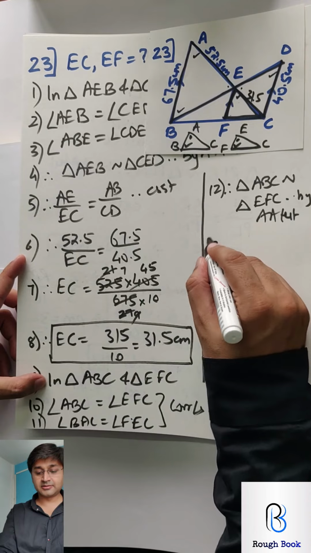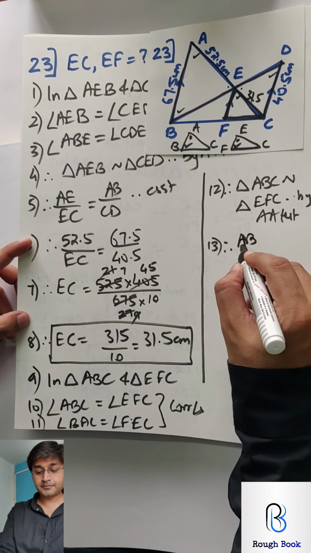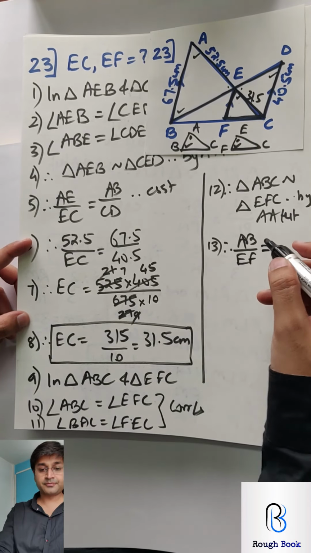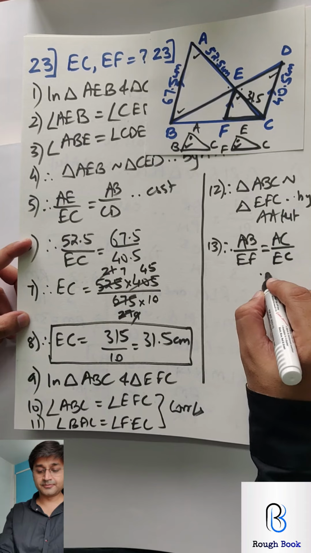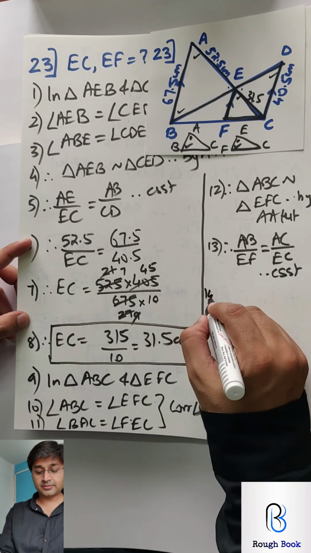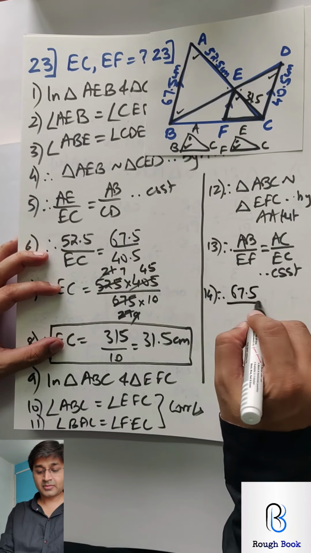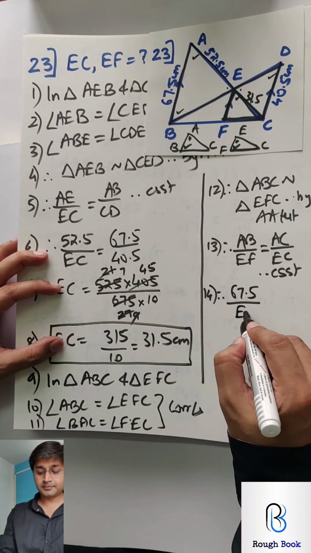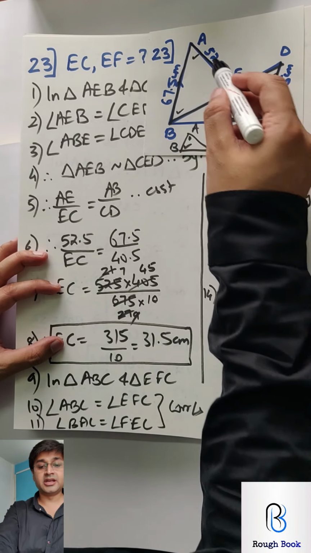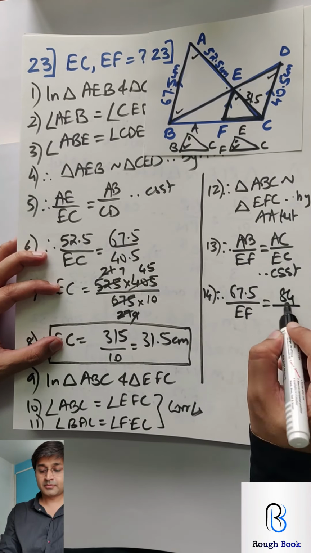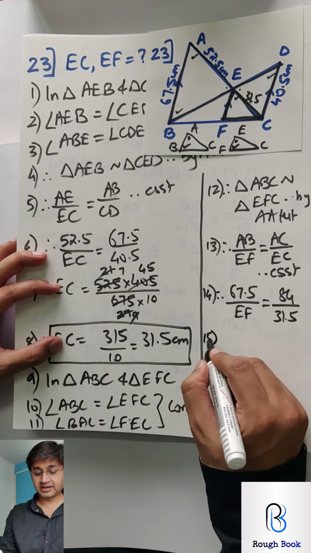Once the triangles are similar, now CSST, very important. So AB upon EF is equal to AC upon EC. Let's substitute the values. AB is 67.5, EF is unknown, AC you'll have to add, so 50 plus 30, 80, 84 upon EC 31.5. So let us cross and get the answer.